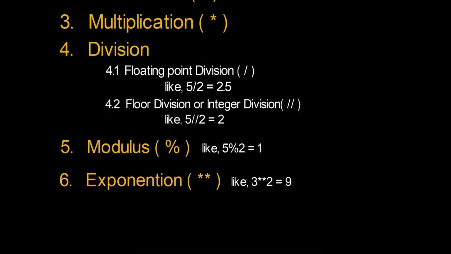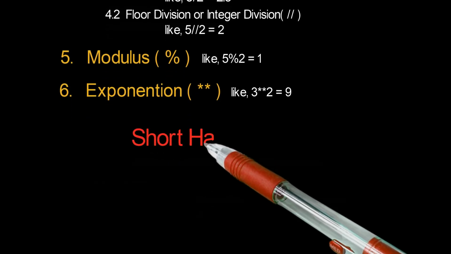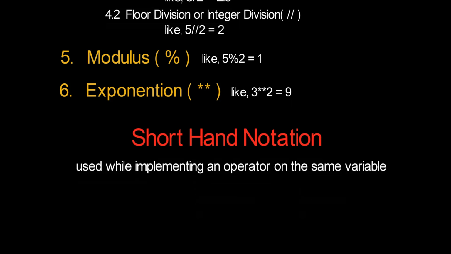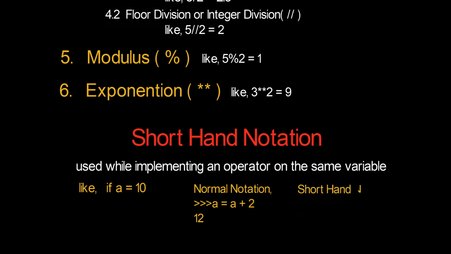Now, the arithmetic operators also have a shorthand notation, which can be used when we want to implement them on themselves. Like if we have a variable and we want to implement an operation on itself, then we can use the normal notation as well as the shorthand notation. Like if a is equal to 10, normal notation will be a equals a plus 2, which gives the result 12. Shorthand notation of the same thing, we can write a plus equal to 2, which results in the same value, which is 12.